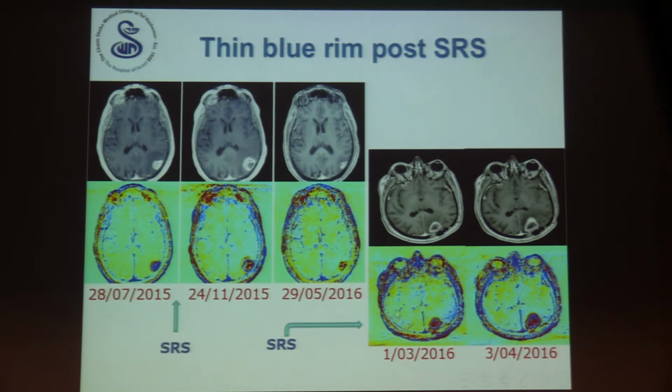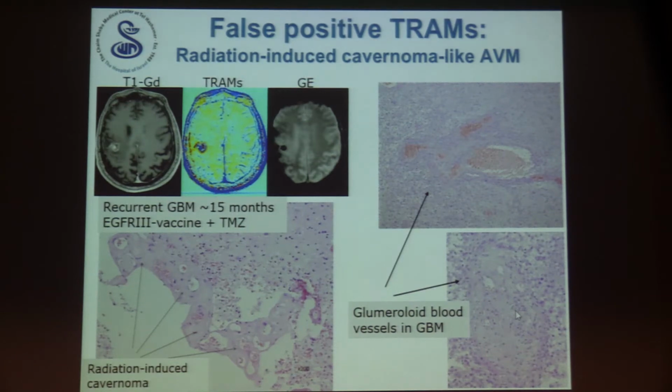So you can see these are 2 patients that are post-SRS. They have very similar, this kind of a thin blue rim surrounding the red region. This one disappeared and this one progressed. So we have to be careful with these types of patients.